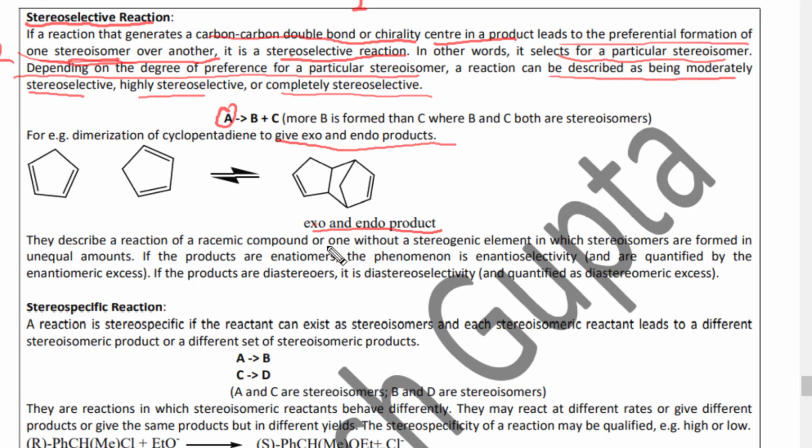They describe a reaction of a racemic compound, or one without a stereogenic element, in which stereoisomers are formed in unequal amounts. If the products are enantiomers, the phenomenon is enantioselectivity, quantified by enantiomeric excess. So we generally talk in terms of stereoselectivity and stereospecificity, but if the products are enantiomers, we call it enantioselectivity or enantiospecificity, and quantify in terms of enantiomeric excess. If the products are diastereomers, we call it diastereoselectivity, quantified as diastereomeric excess.